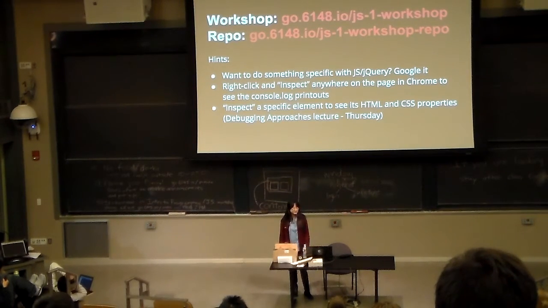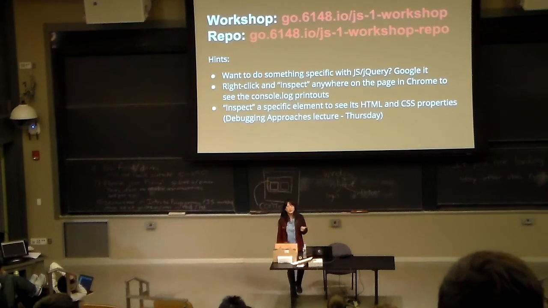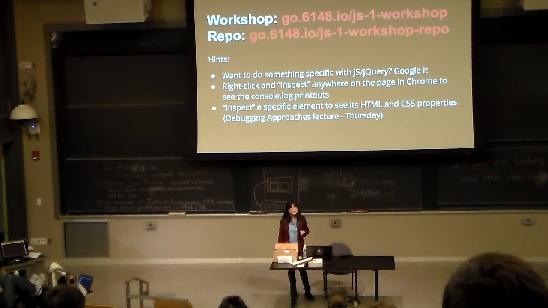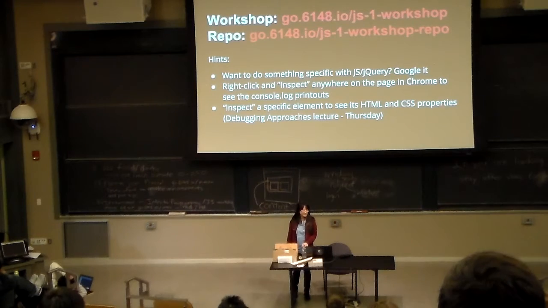So now let's do a workshop. The first URL is the instructions. The second URL is a GitHub repository that you're going to clone. So here are some hints while you're working on the workshop.